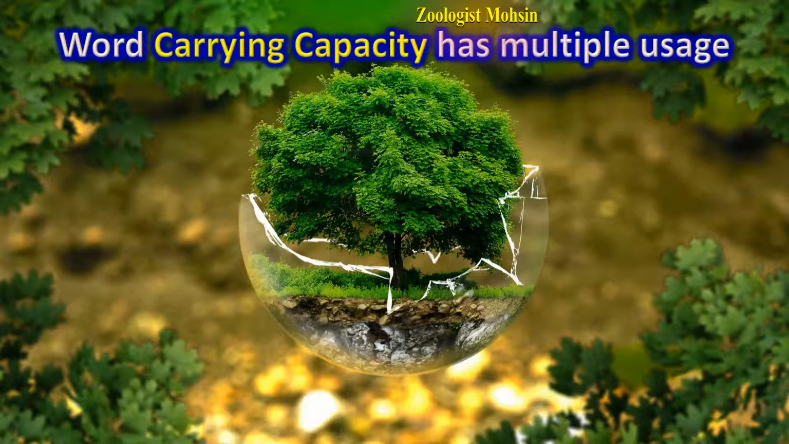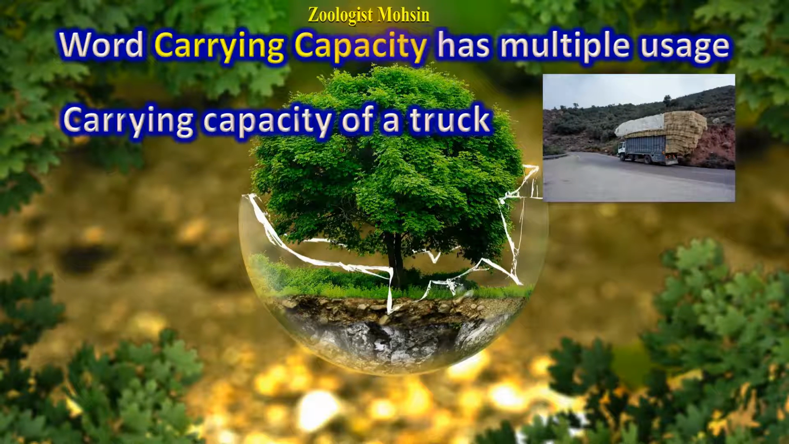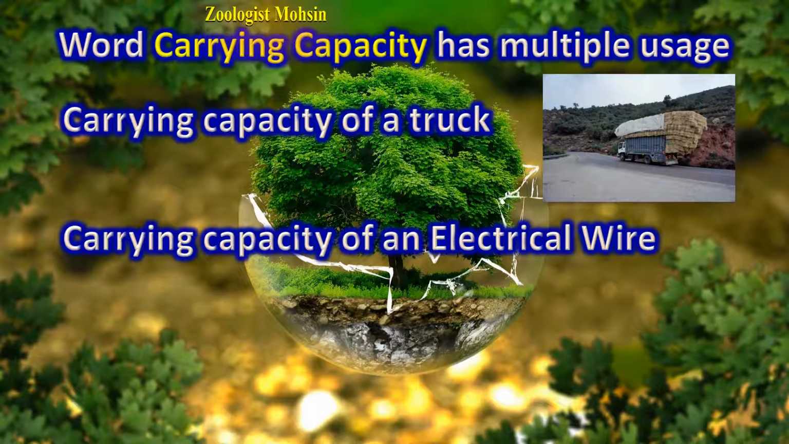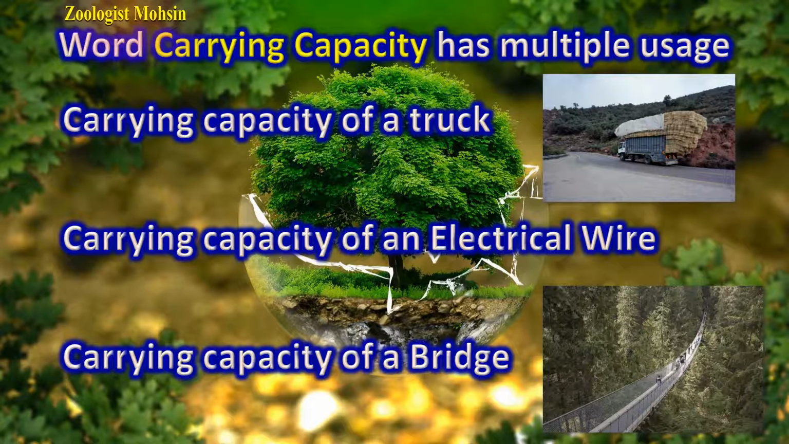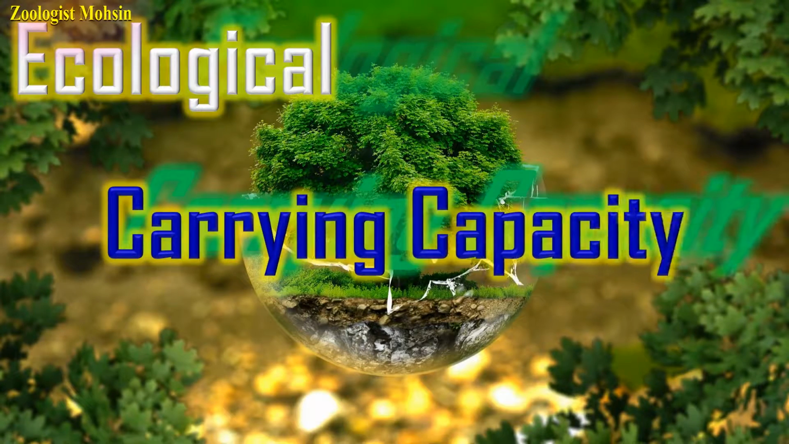The word carrying capacity has multiple uses in life. Like the carrying capacity of a truck means how much luggage a truck can carry. Similarly, the carrying capacity of an electrical wire means how much electric current can be borne by that kind of wire, or the carrying capacity of a bridge means how much load that particular bridge can bear or face before breaking. So if we transform these meanings into an ecosystem, then the term ecological carrying capacity is easy to understand.